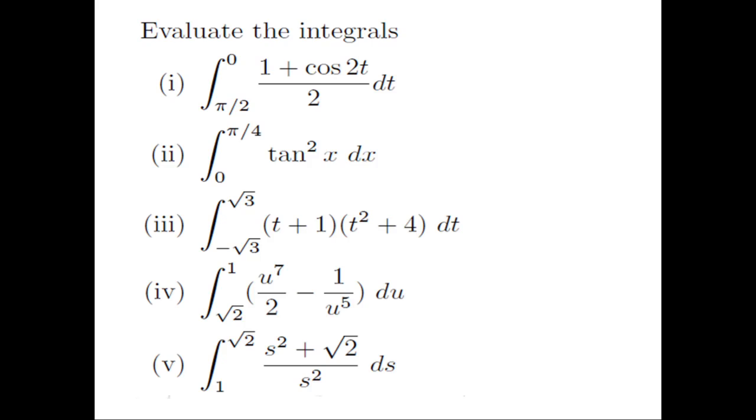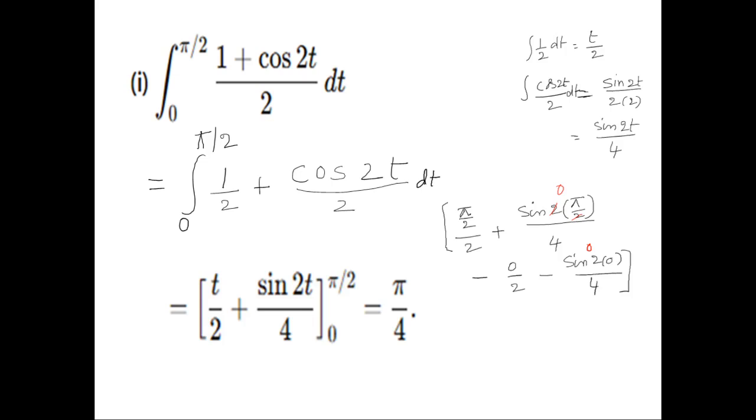In this video, I would like to discuss some integral functions. The first one is the integral from 0 to pi by 2 of (1 plus cos 2t) by 2 dt. This we can write as 1 by 2 plus cos 2t by 2 dt. Then we can write the integration of this 1 by 2 and cos 2t by 2.